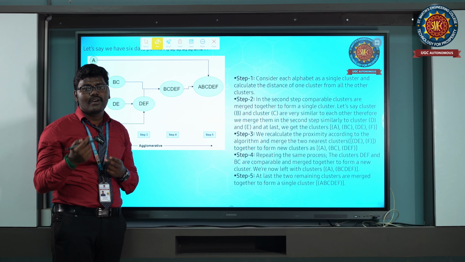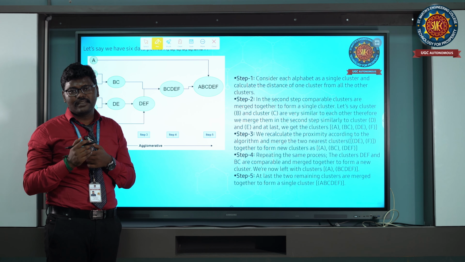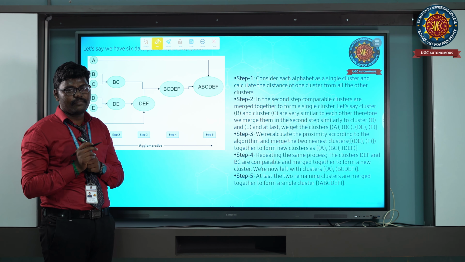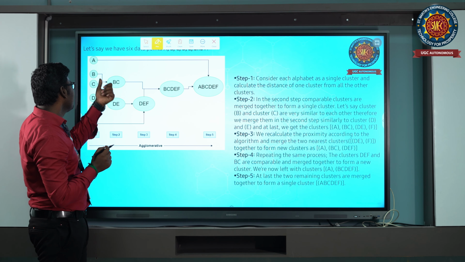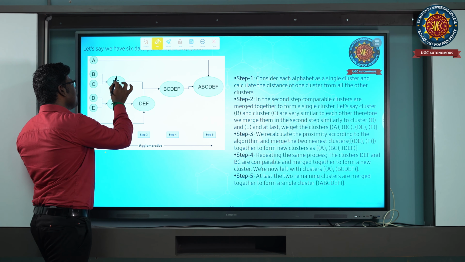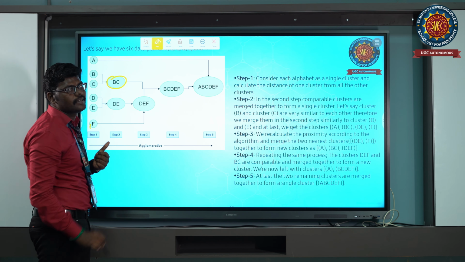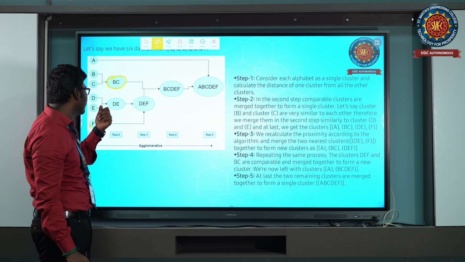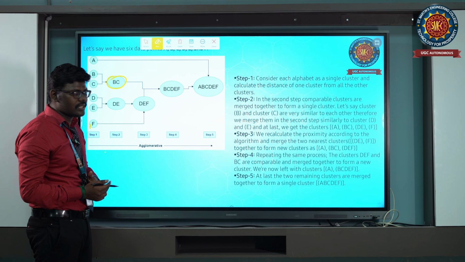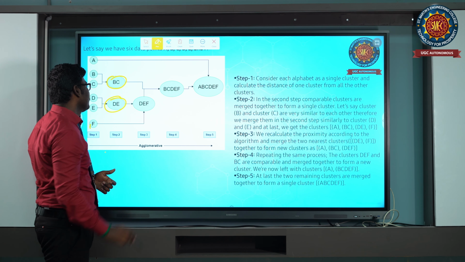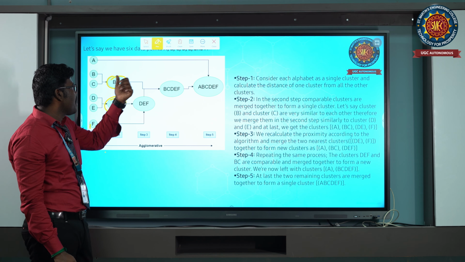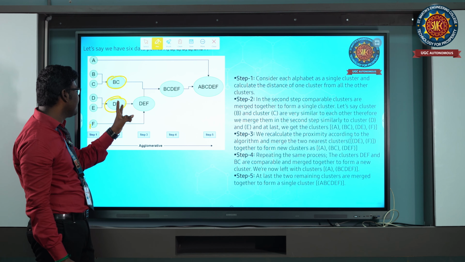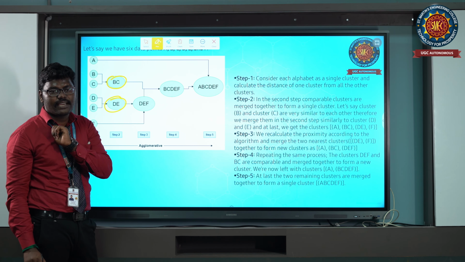What is the second step? We find which two clusters are closest together, and we merge them. See here, B and C are the closest, so we merge the two clusters B and C. Then we check the other similar groups. D and E are closest, so we merge those two clusters. Now the available clusters are A, BC, DE and F. Now we have 4 clusters.